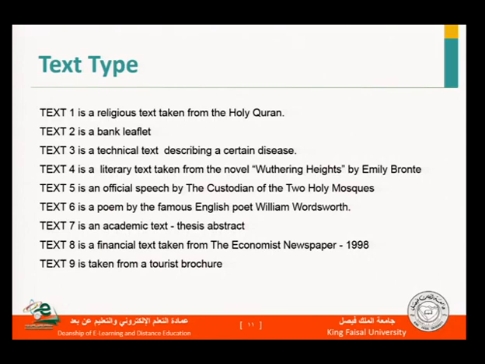تذكرون، راح نتكلم عنه بالتفصيل. Okay, text 4 is a literary text taken from the novel Wuthering Heights by Emily Bronte. A novel is a long imaginative story talking about someone or the life of somebody. Okay, so literary, that means adabi. Text 5 is an official speech, خطاب رسمي, by the custodian of the two holy mosques. And text 6 is a poem by the famous English poet William Wordsworth. هذه كانت عندنا قصيدة للشاعر الإنجليزي الرومانسي المعروف ويليام وردزورث، poem: she dwelt among the untrodden ways, beside the springs of the Dove, and so on. Text 7 is an academic text, a thesis abstract. كان عندنا مثال thesis abstract، ملخص رسالة ماجستير أو دكتوراة. Text 8 is a financial text taken from the Economist newspaper. And text 9 is taken from a tourist brochure، يعني نشرة سياحية أو كراس سياحي.